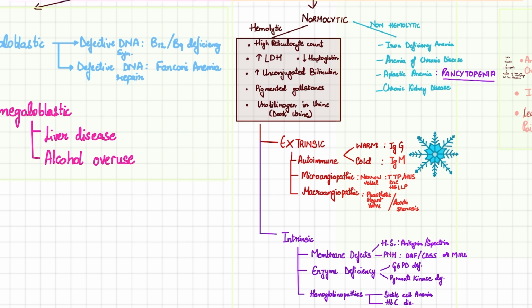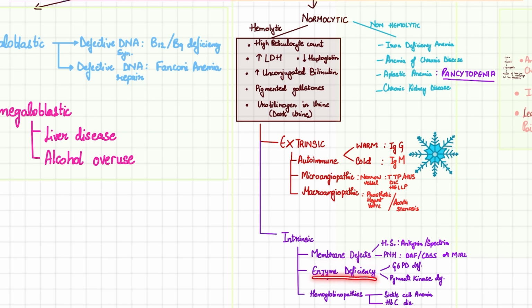Paroxysmal nocturnal hemoglobinuria, as the name suggests, we don't have DAF, CD55. It's like the same component, and then MIRL. If these things are not there, the red blood cells become very susceptible to the attack by complement. So complement will come and attack it at night especially, and the red blood cells will undergo hemolysis. So it could be a membrane defect.